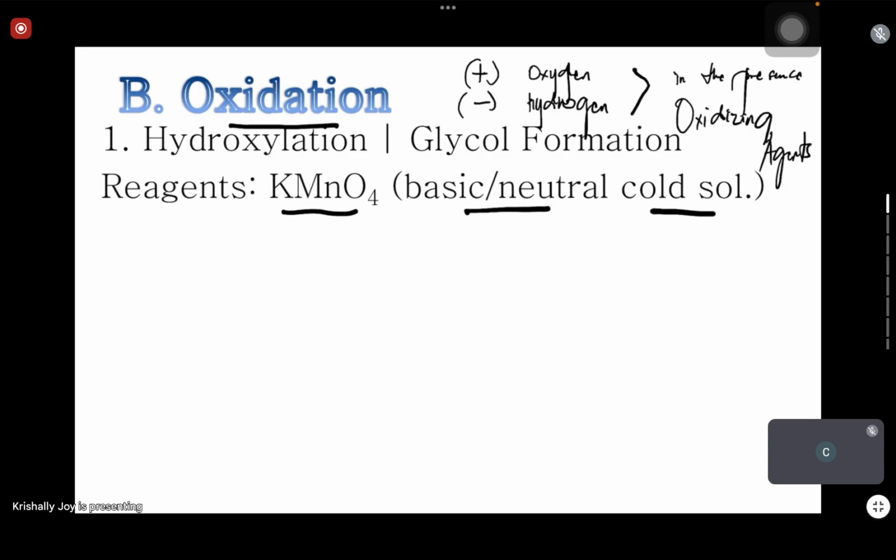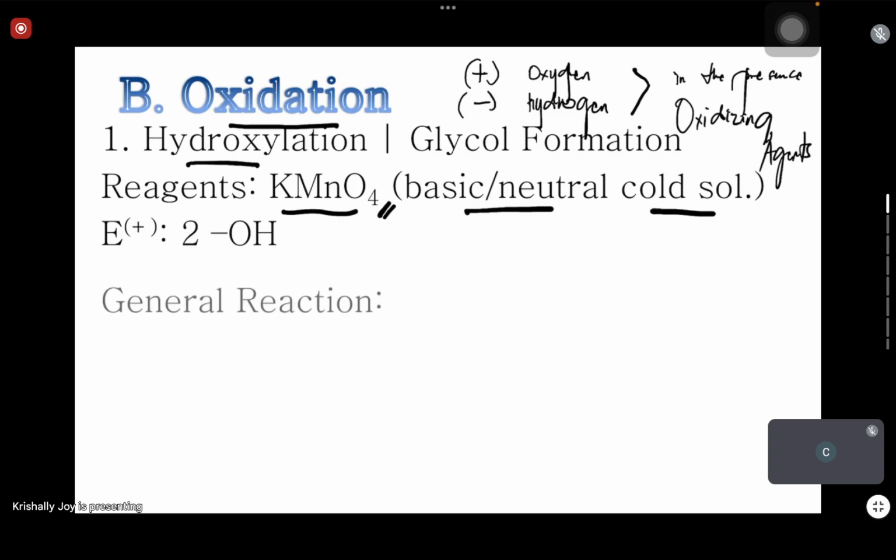Okay? So it should have a basic environment. The environment should be diluted, neutralized, or cold dapat ang environment. So walang application of heat, walang acid property dito for hydroxylation to occur. So the oxidizing agent, it's potassium permanganate. That's the most commonly used one. And the electrophile being obtained out of that reagent is hydroxyl. Kaya nga ang pangalan is hydroxylation.